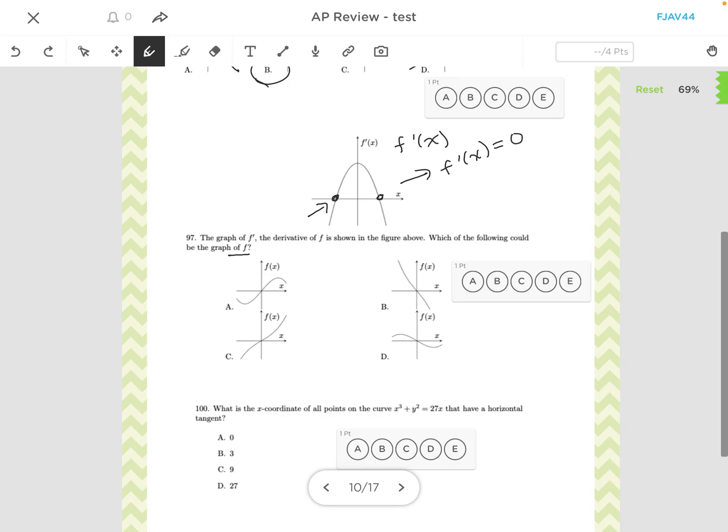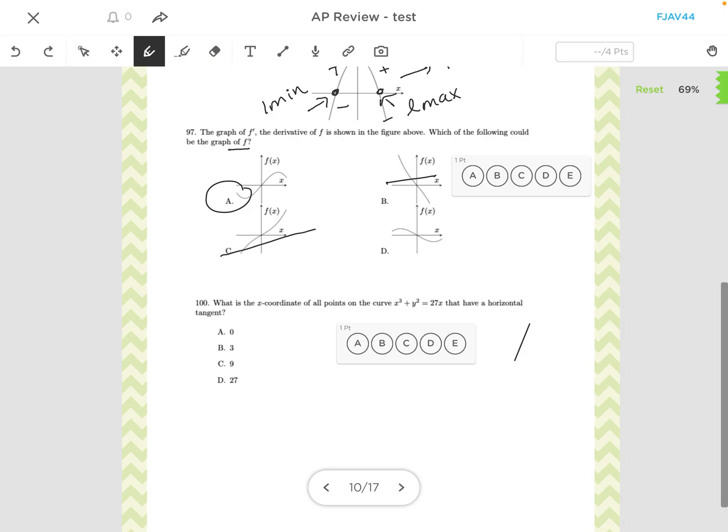And this point right here, notice that the derivative goes from negative below the x-axis to positive. So that means the original graph is decreasing, then increasing. So this point is a local min. And then this goes from positive to negative. So this is a local max on the original. So I'm looking for a graph that has a local min and then a local max. So the only one that does that is A.